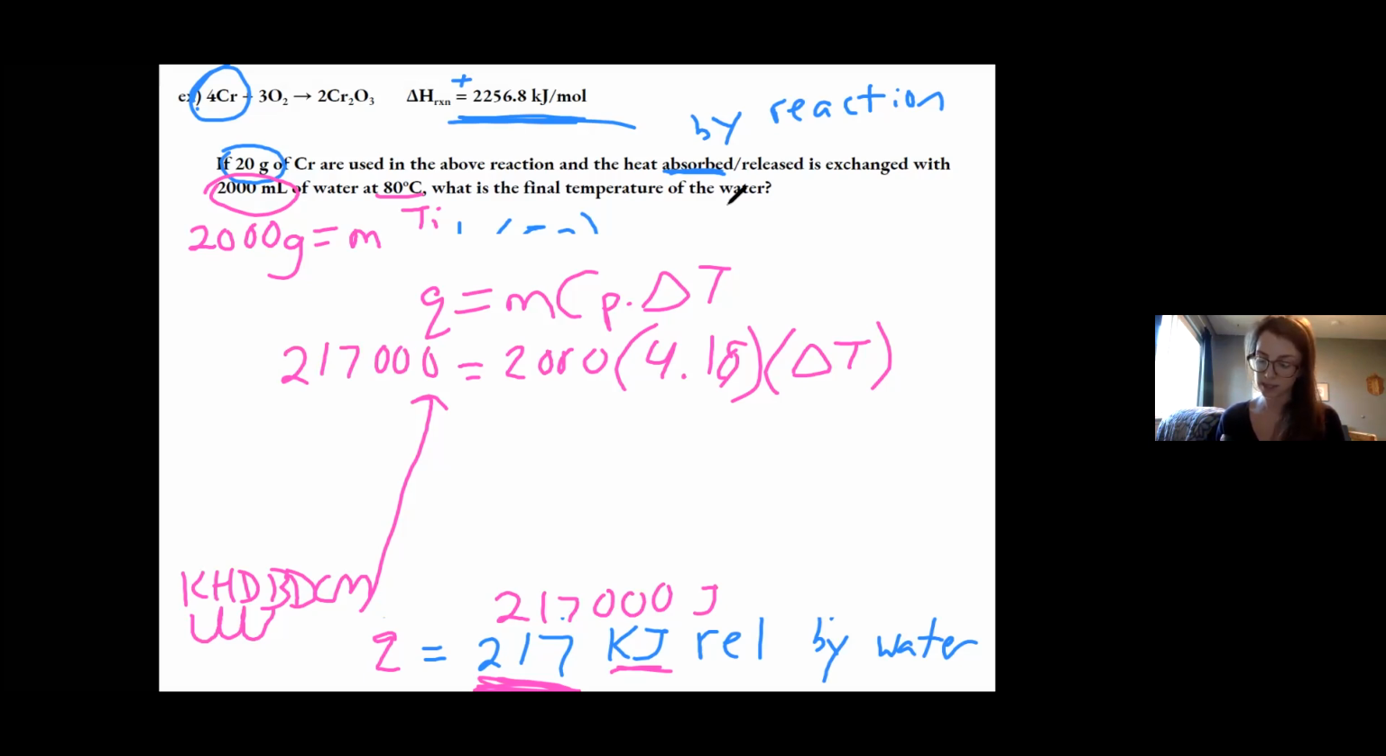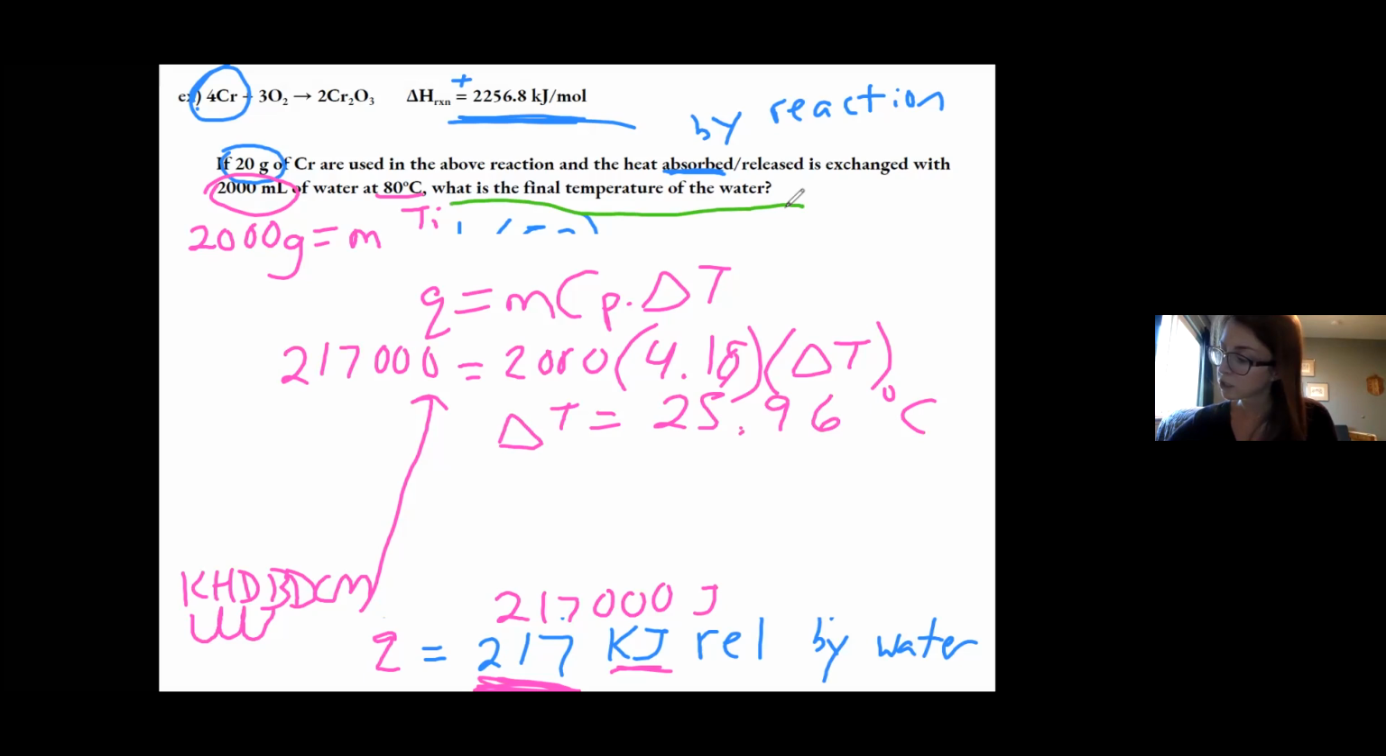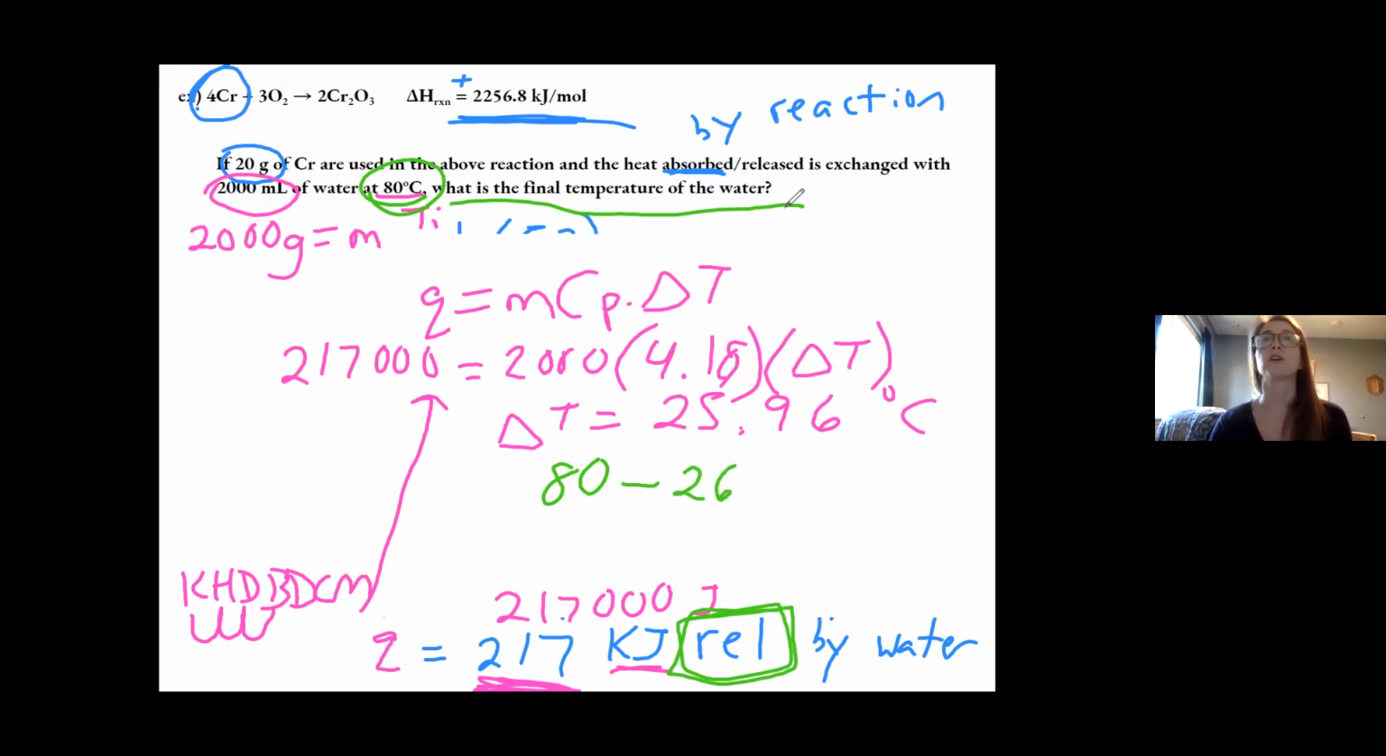217,000 divided by 2,000 and dividing by that 4.18, we get a delta T of 25.96 degrees Celsius. Now, going back, what is the final temperature of the water? Well, it starts at 80, and because the water is releasing heat, and I'll walk through the logic on that again in a second, that's why I wrote it out when I did. When you release heat, you get colder. So if we start at 80 and we get colder by, for ease, 26 degrees, 80 minus 26 gets me 54 degrees Celsius.